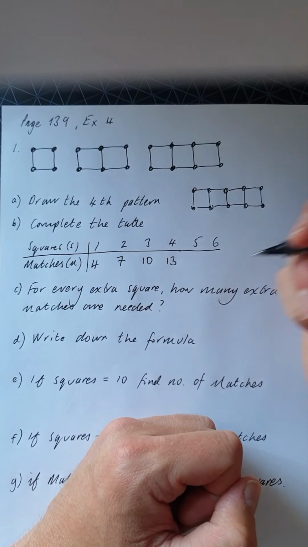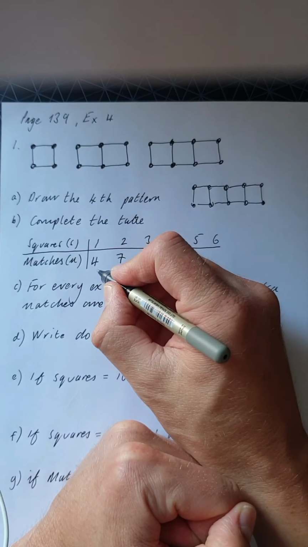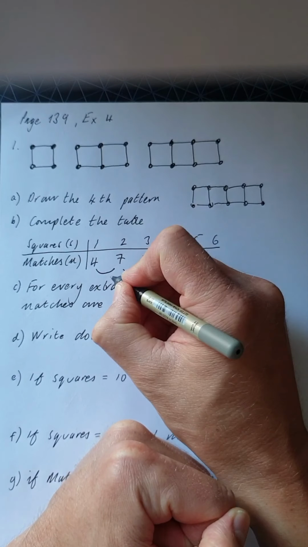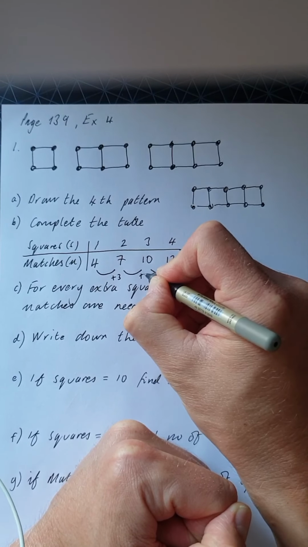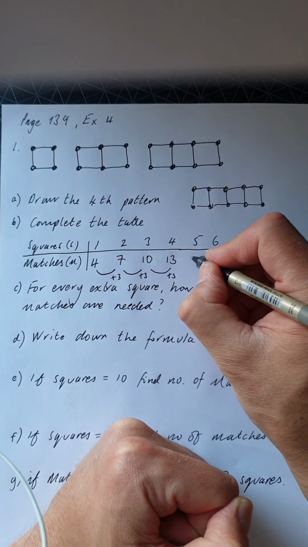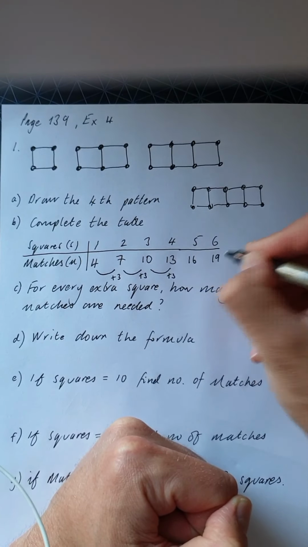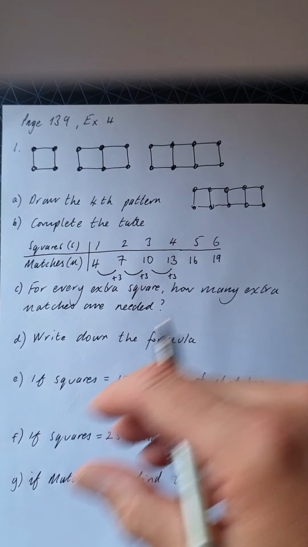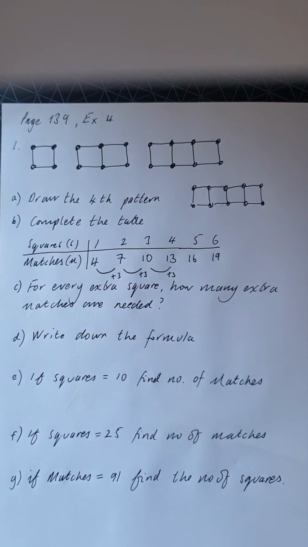As I said in my last video when we were doing more basic patterns, it's important to notice the jump along the bottom. So hopefully you can see that I am going up in 3s. And that initially allows me to complete the rest of the table, so 16, 19. But it also feeds in to the formula, which we're going to see on question 1D.